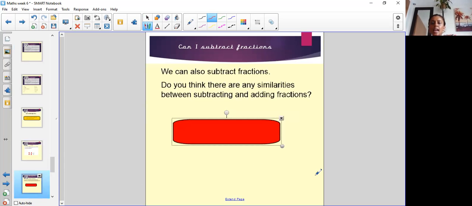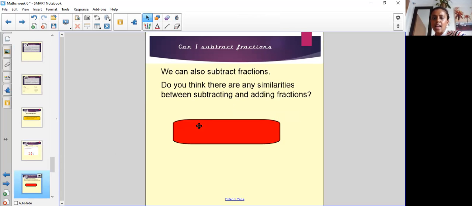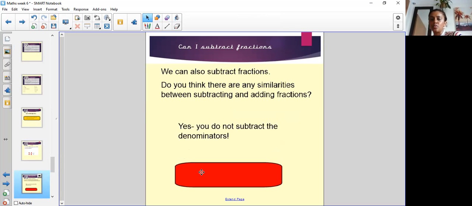So we can also subtract fractions. Do you think that there are any similarities when we are subtracting fractions and adding fractions? Have a think for a moment. Okay, if you've thought of this, you are correct. Now, when we are subtracting fractions, we also do not subtract the denominators. So we don't subtract the denominators, just like when we're adding fractions, we don't add or change the denominators.